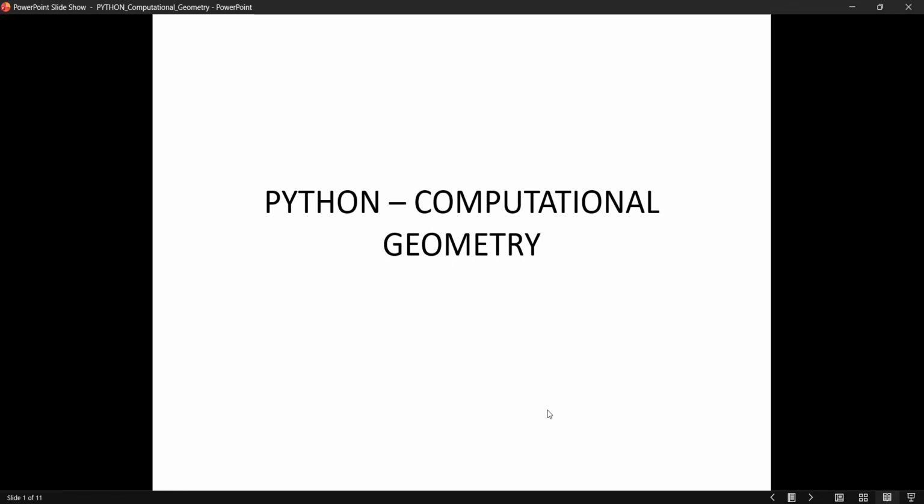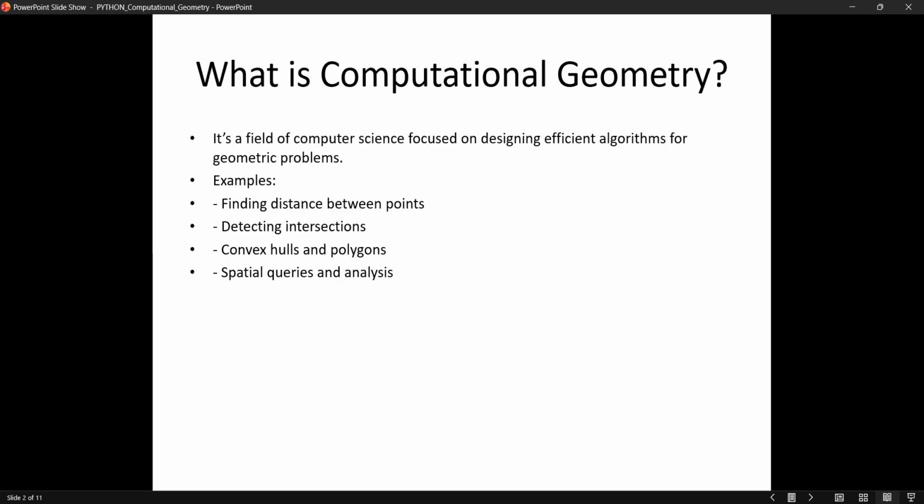Welcome back. We are going to explore computational geometry in Python, the field that brings geometry and algorithms together. So, what is computational geometry? Computational geometry is a branch of computer science that focuses on designing efficient algorithms to solve geometric problems.